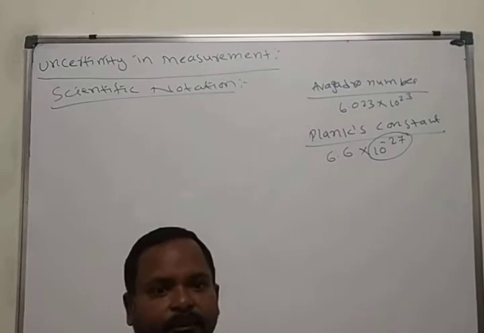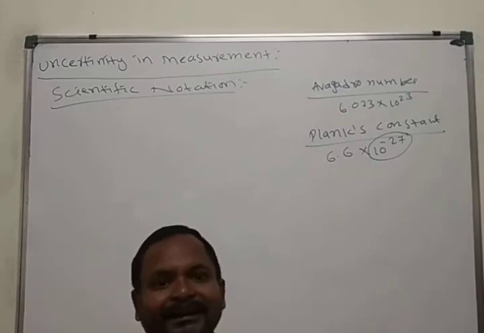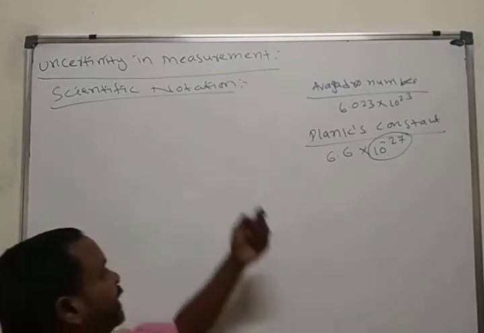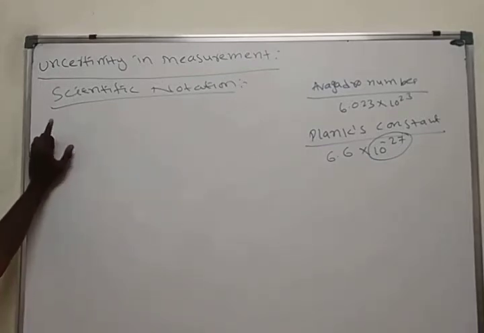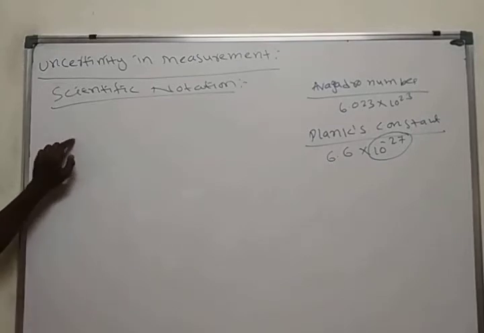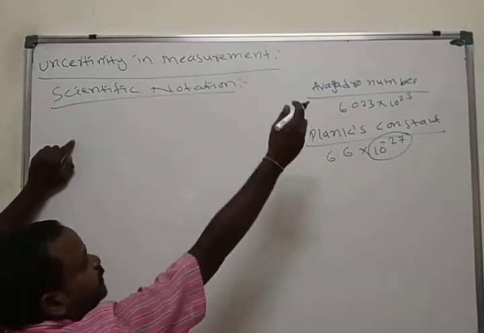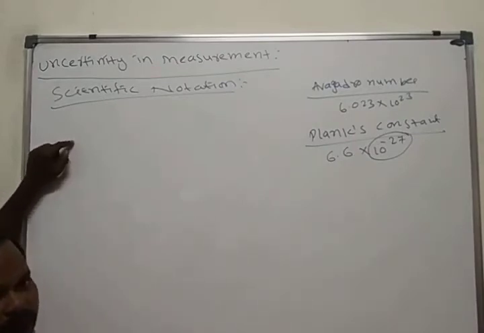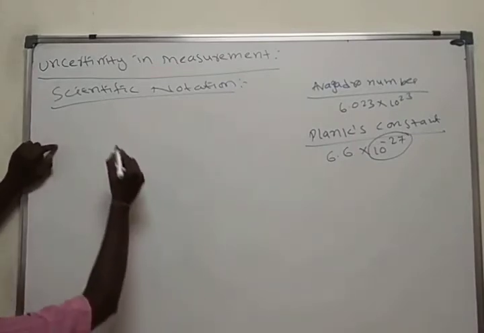For our convenience and for easy calculation of problems, scientists introduced one basic concept, that is scientific notation. Here both are present in scientific notation form. We'll see some important points in scientific notation.